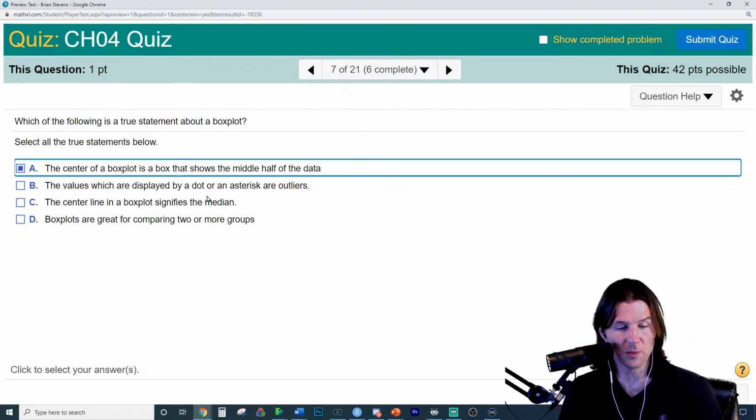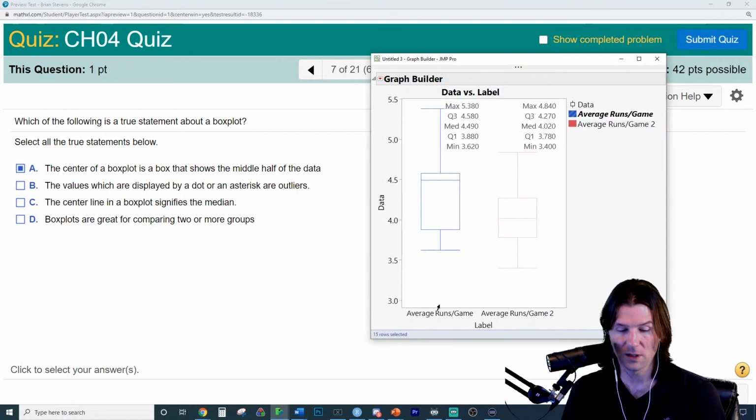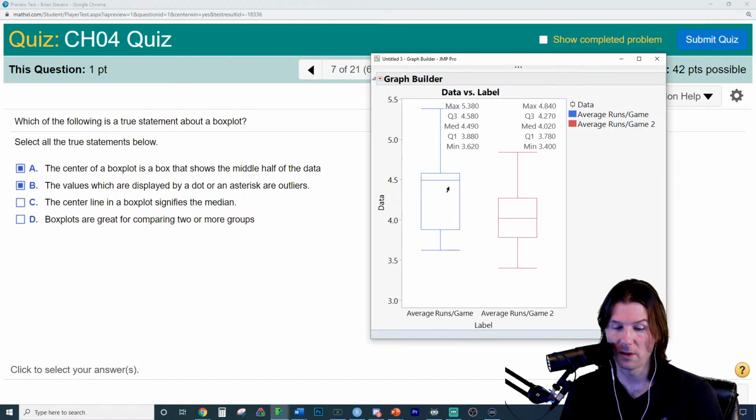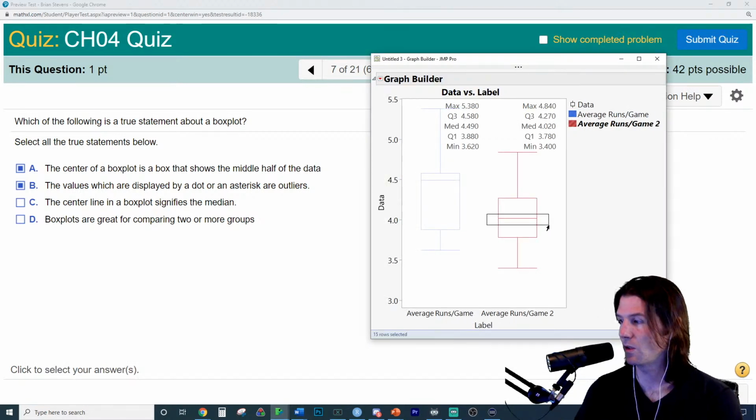The values which are displayed by a dot or an asterisk are outliers. We don't have any outliers, but that is very, very true: if there was an asterisk down here, that would be an outlier. We just don't have any. The center line in a box plot signifies the median. That is true also. This is the median here, that's the median of the box plot, and this is the median here. So we see where the median's at.